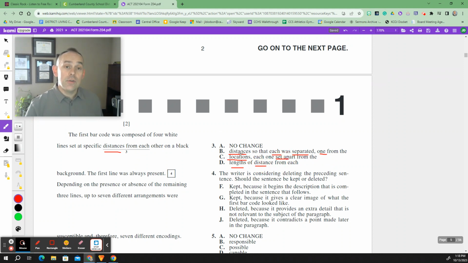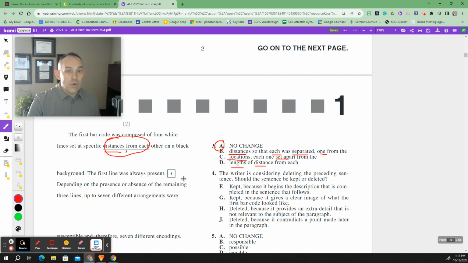Now what do you begin to notice here? B, C, and D are all very wordy. And so that should be a clue to you that this is a question about eliminating redundancy and verbosity. So I want to opt for the shortest answer, and it just so happens that the way it is written is the shortest answer. A, there's one of our no change answers.